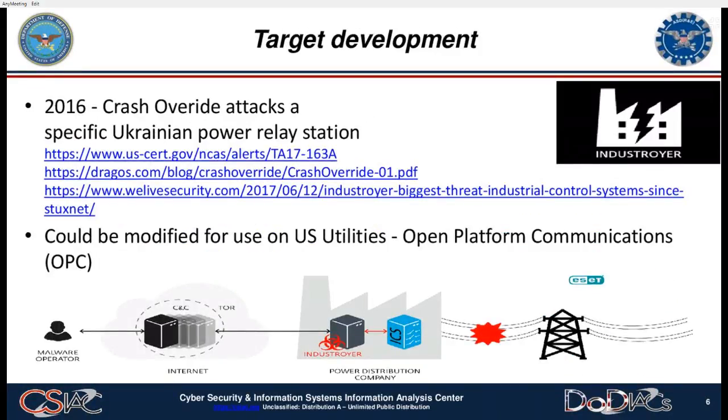Further target development occurred with Crash Override in 2016. In this case, it again is a supposed nation-state attack on a particular Ukrainian power relay station, which showed that, as a matter of fact, the perpetrators were able to do specific target development with their malware. The interesting part or impact to the United States was that it used an open platform communications protocol, OPC, which is fairly general and could be applied at numerous U.S. utilities as well. Next slide.